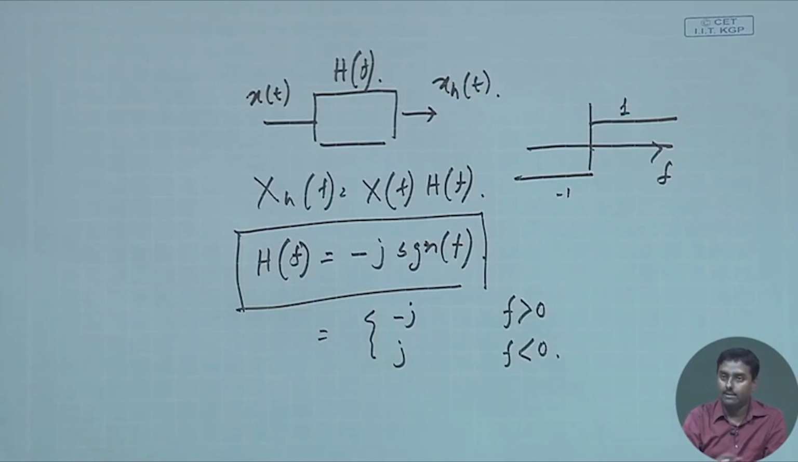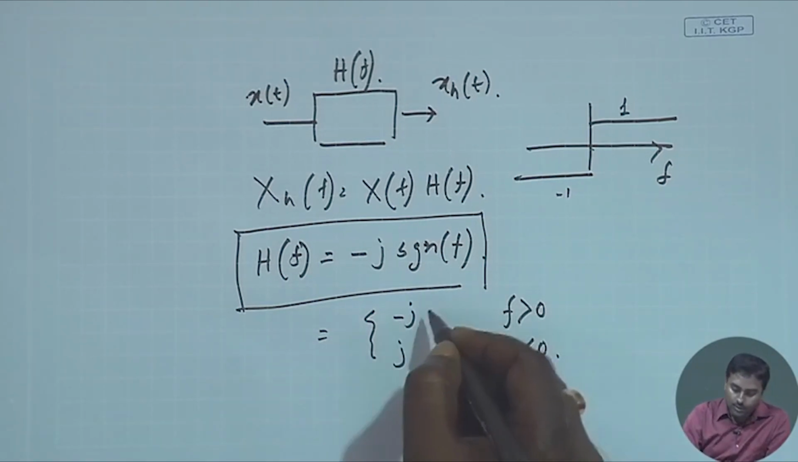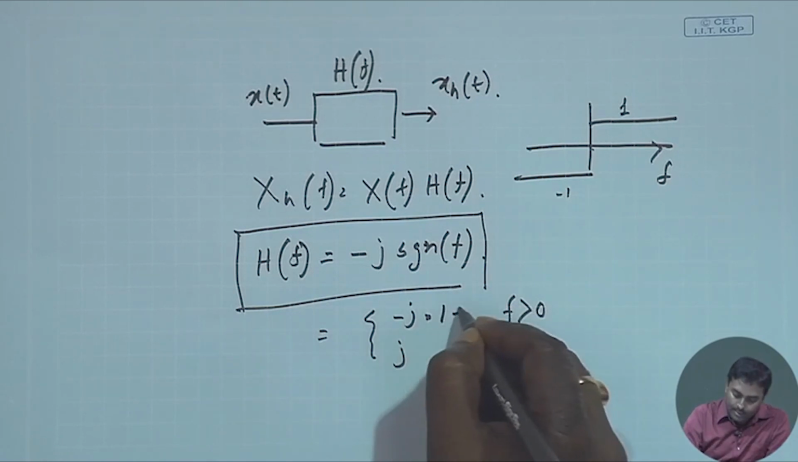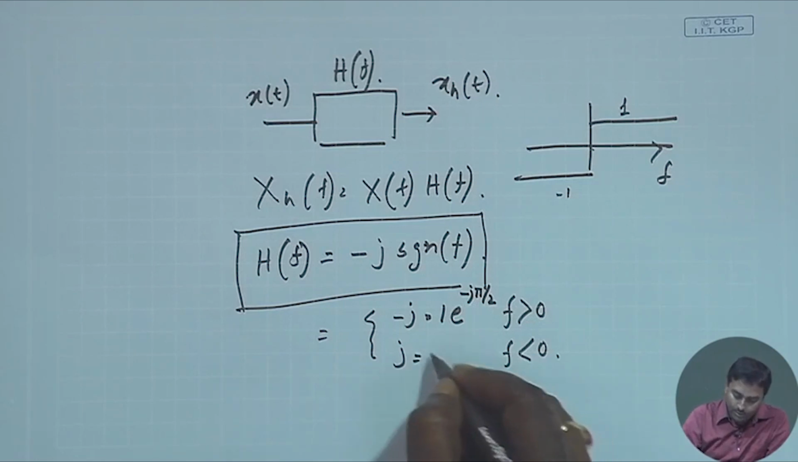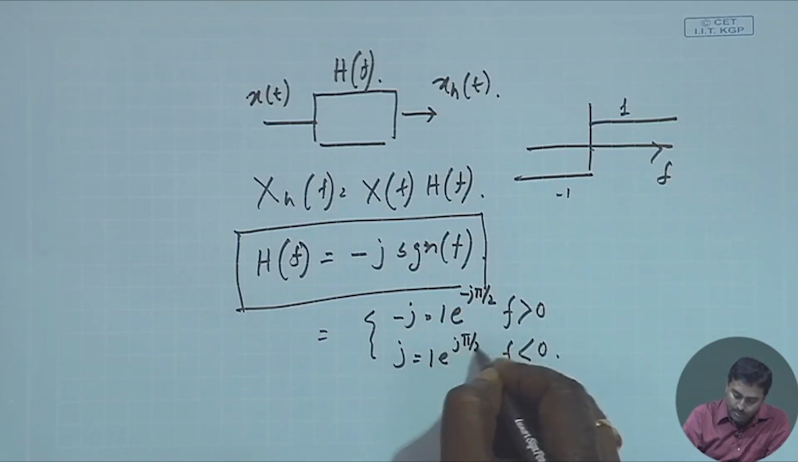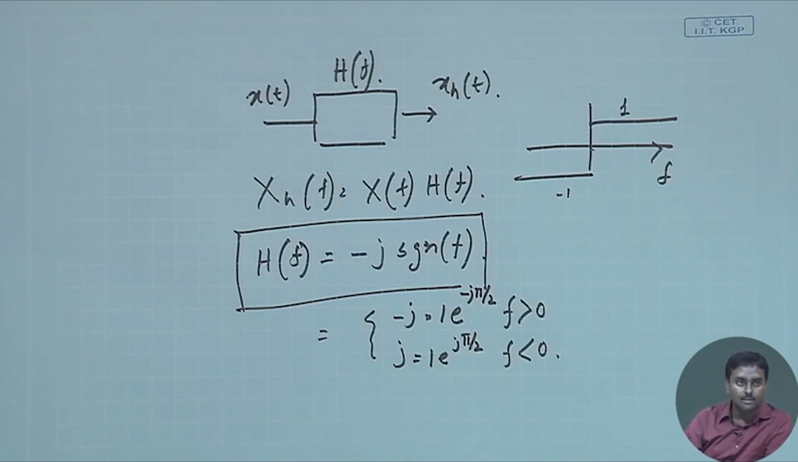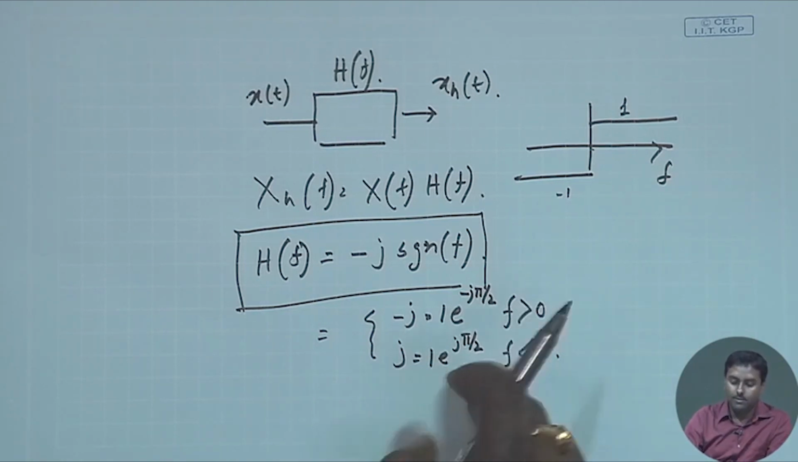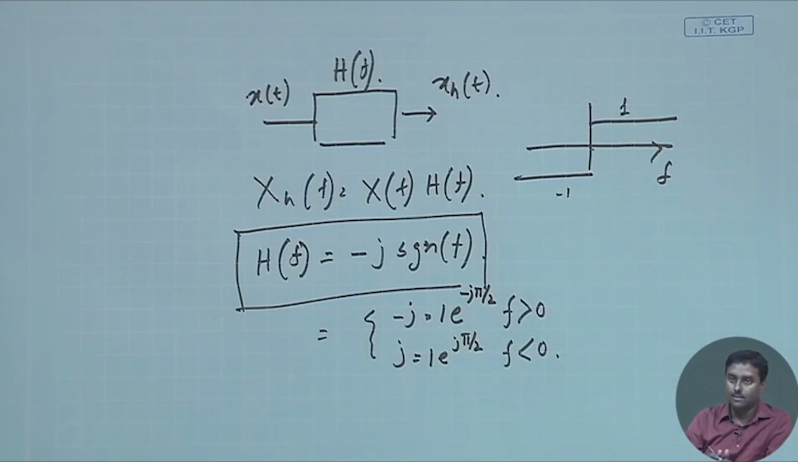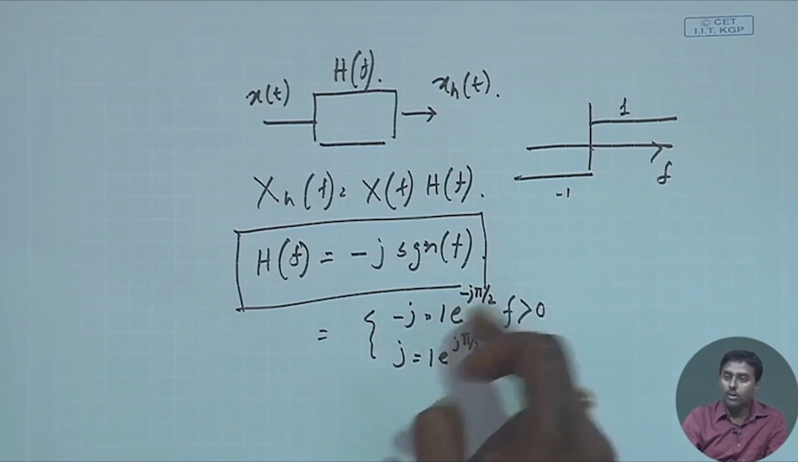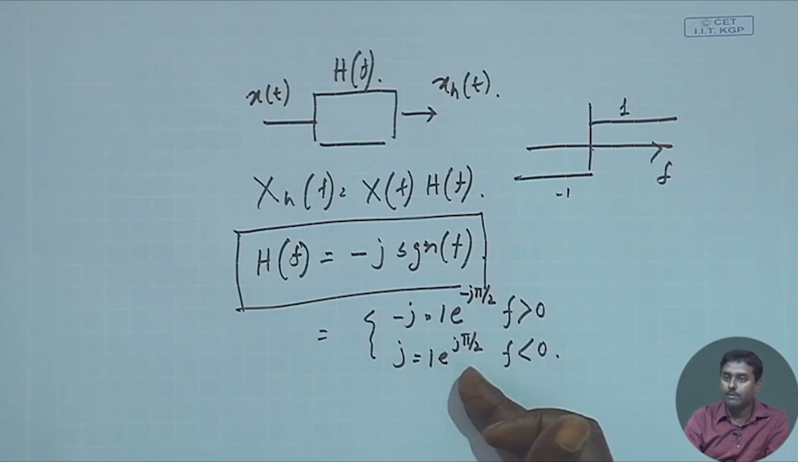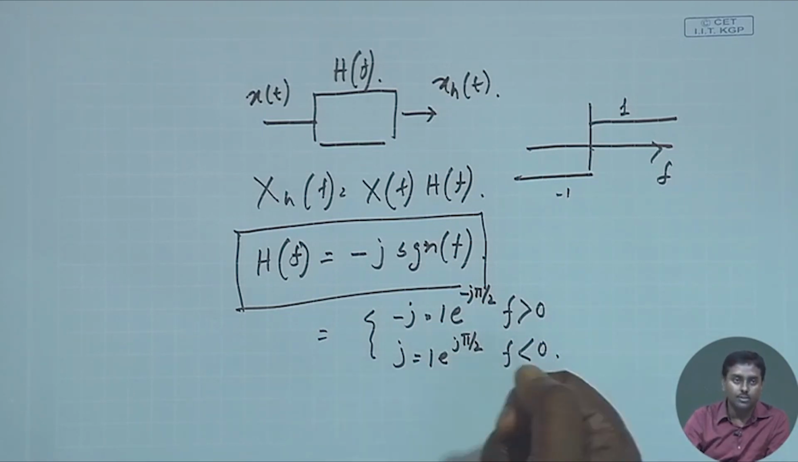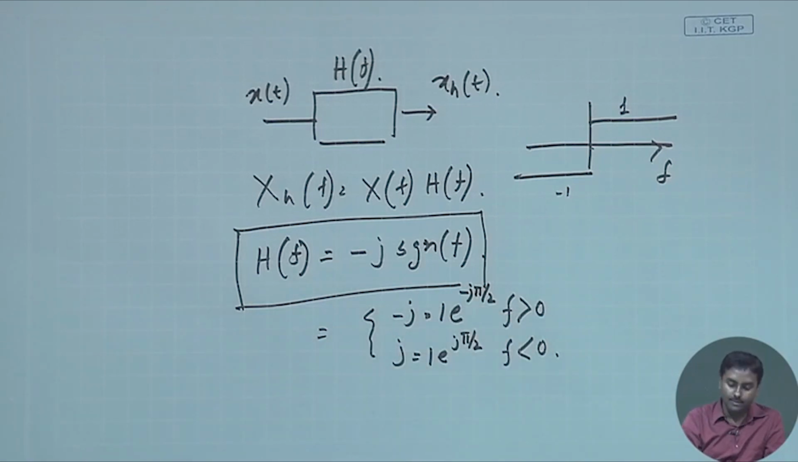So this is the definition of H(f), which I can further write as 1 into e to the power j pi by 2 for one case and 1 into e to the power minus j pi by 2 for the other. Just put in Euler's theorem: cos pi by 2 plus j sin pi by 2, where cos pi by 2 is 0 and j sin pi by 2 is j, and this will be minus j for the other case.